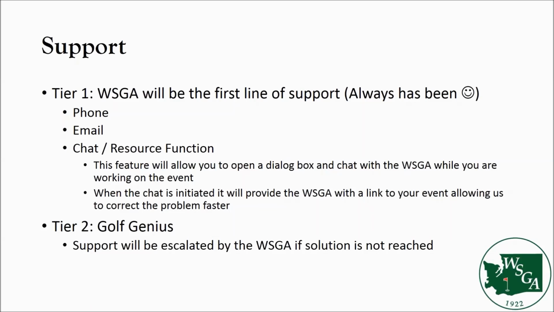And then lastly, Tier 2 is we'll go to Golf Genius. If we feel there's a problem that we can't solve on our own, that will be brought directly out to Golf Genius to help us solve those higher level issues.